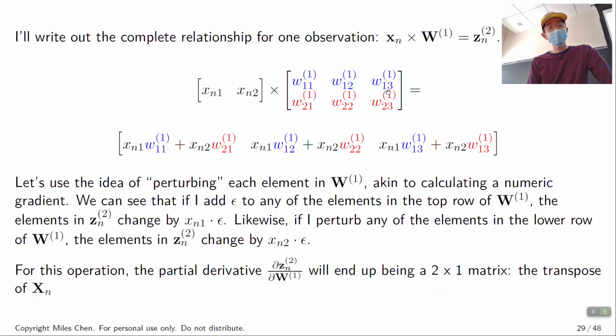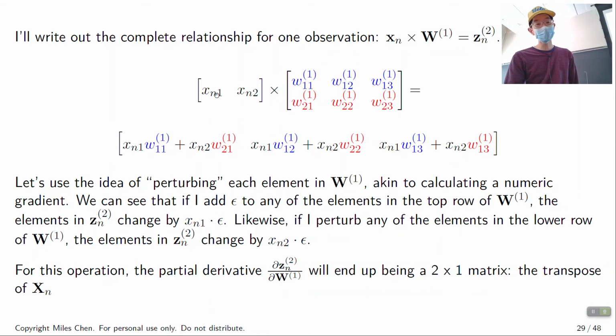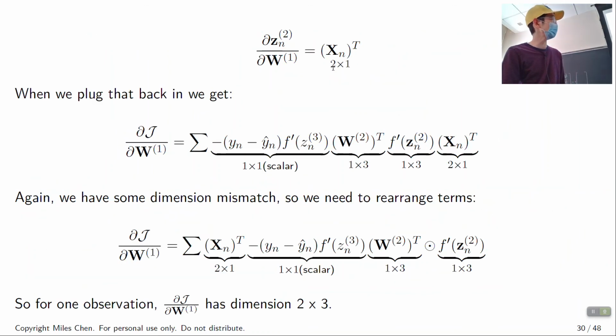Okay, because if I mess with any of these things, if we're thinking of just the summation of this, it will change by just xn, depending on what we have. So the result of this is going to be the nth row of x transpose. We take the nth row of x, which is this, and we transpose it. We get a 2 by 1 matrix. And so when we plug all of this back in, we get this.